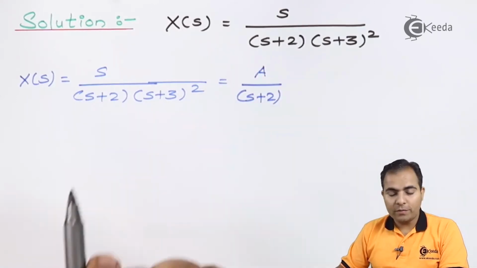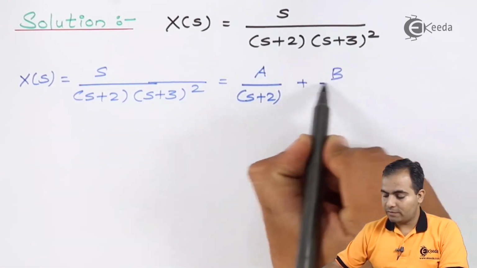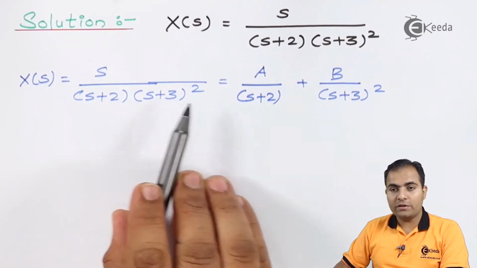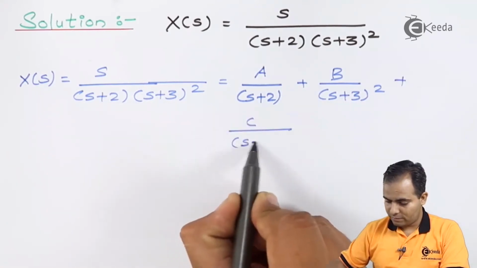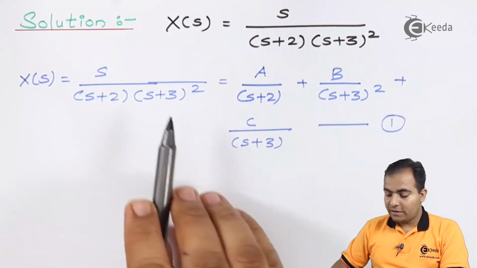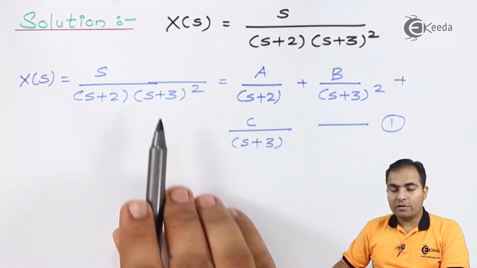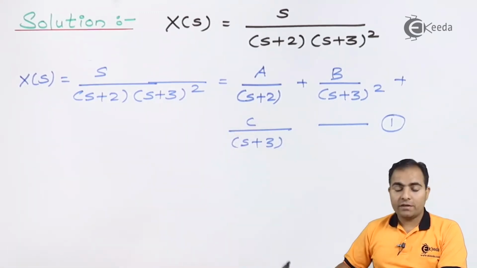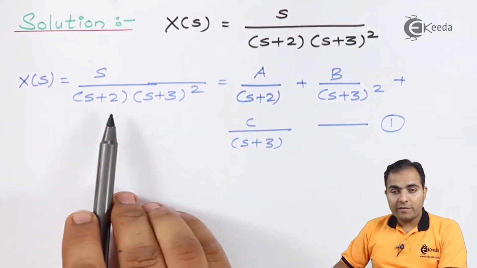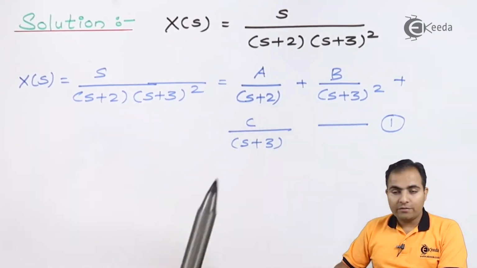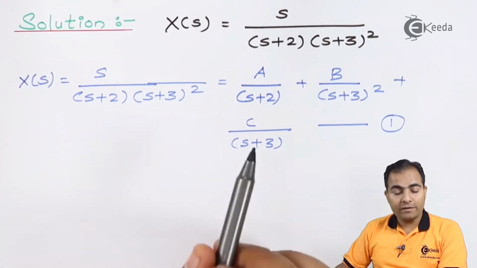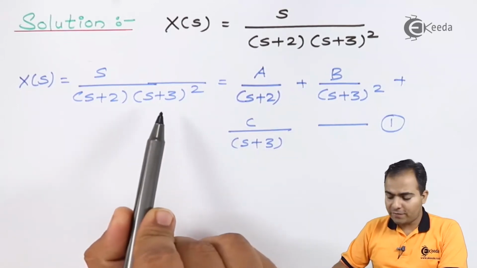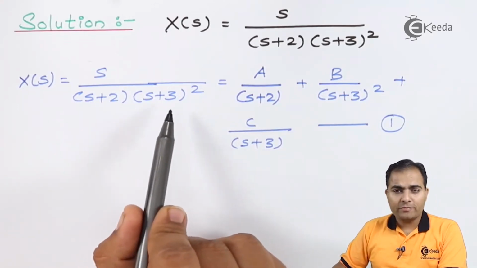First I will place the simple pole value, which is s plus 2. Then I'm going to place the second pole, (s plus 3) the whole square, and the extra adjacent pole, which is the simple pole value of s plus 3. Now just multiply the left hand side denominator on the right hand side, and then I'm going to substitute different values of s to obtain the values of A, B and C. Now we have solved this type of numerical, which is a repeated pole.